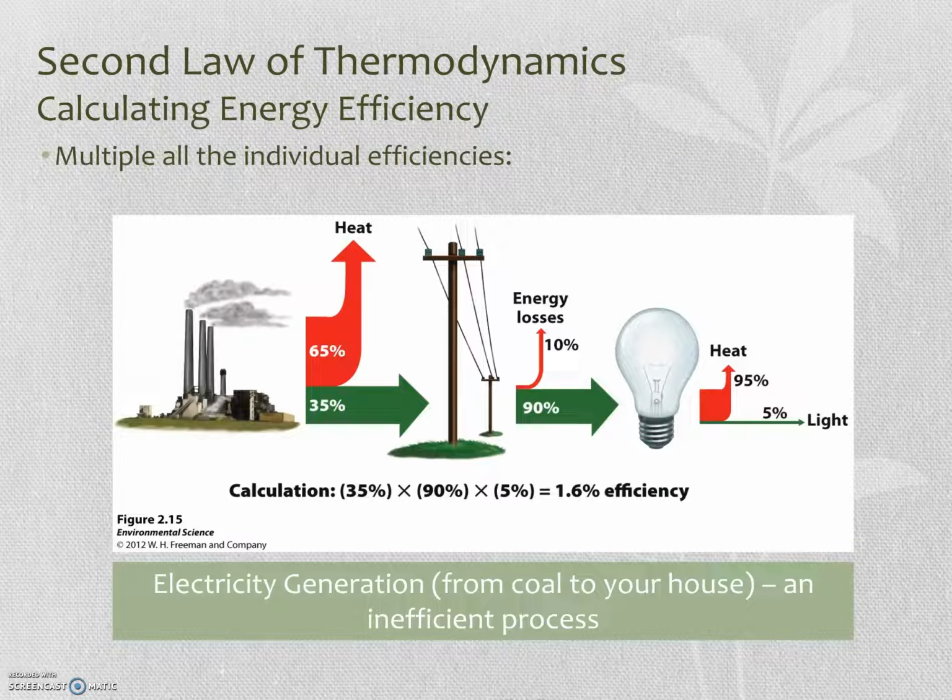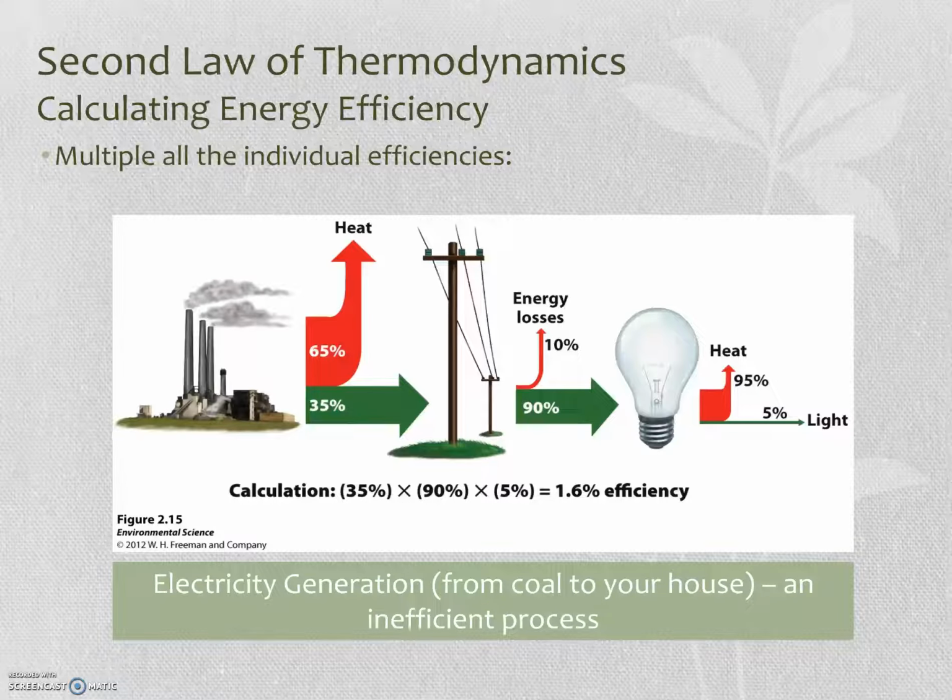And then looking at calculating energy efficiency, if you're calculating energy being generated by a power plant, they lose approximately 65% of that energy to heat. 35% of it is then passed on to the electrical wires, where 10% of that energy is lost just in transport. And then if you give it to a light bulb, especially an old incandescent light bulb, 95% of that electrical energy went to heat, and only 5% of it went to light. So a light bulb has 1.6% efficiency.